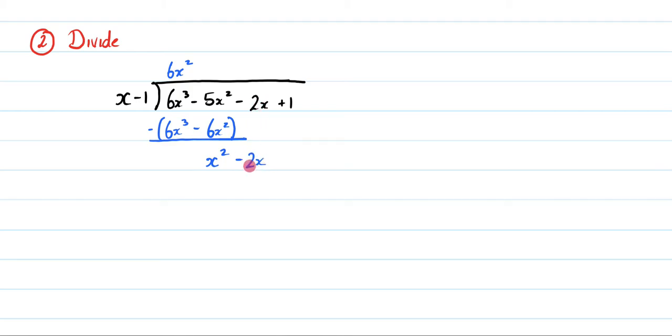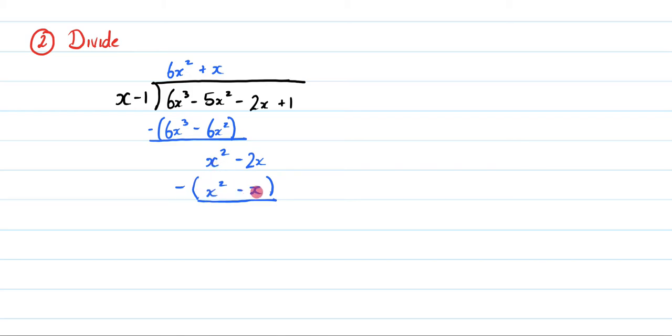Now I just simply start again. How many times does x go into x squared? It goes in x times. x times x is x squared. x times negative x is negative x. Sorry, x times negative 1 is negative x. Oh boy, sometimes I just say things and it's just clearly not what is on the screen. Negative x. Okay, then we are going to subtract. These are going to go away.